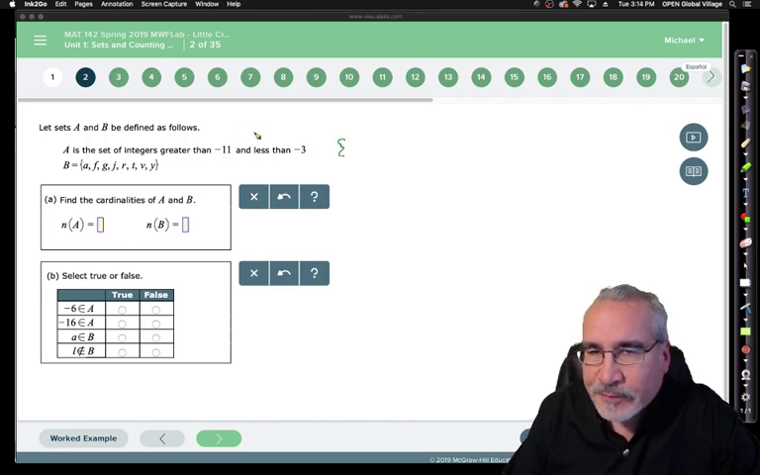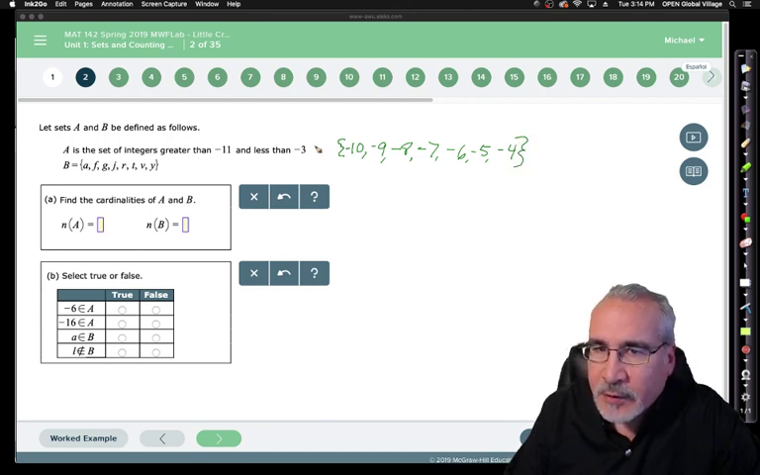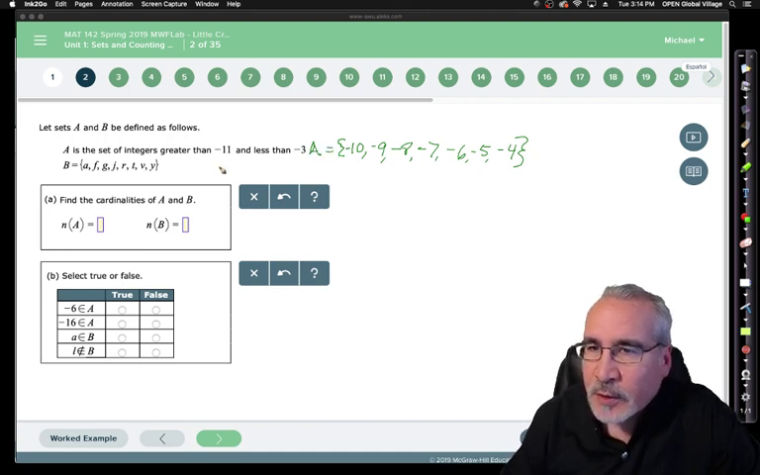Integers are the counting numbers, not decimals. If it's greater than negative 11, that would not include negative 11. So our first number in our set will be negative 10. We have negative 9, negative 8, negative 7, negative 6, negative 5, negative 4. And since it has to be less than negative 3, it does not include negative 3. So that's the set we have. So this is A, and we'll write it out in roster form, so maybe it's a little easier to work with.